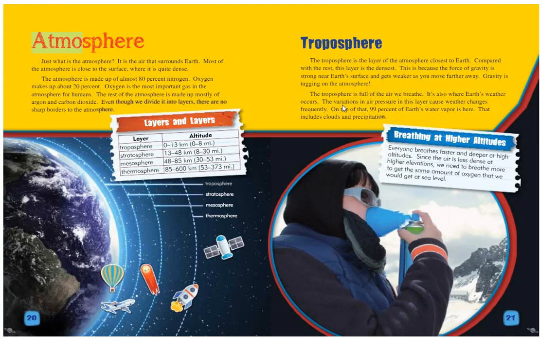It's also where Earth's weather occurs. The variations in air pressure in this layer cause weather changes frequently. On top of that, 99% of Earth's water vapor is here. That includes clouds and precipitation.